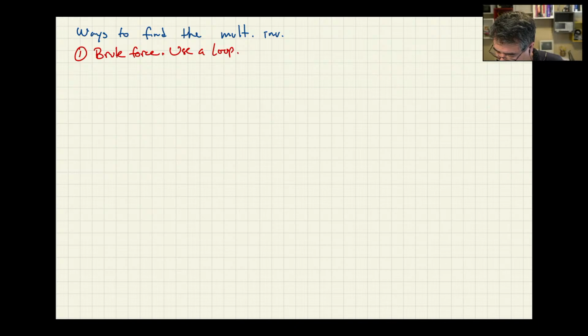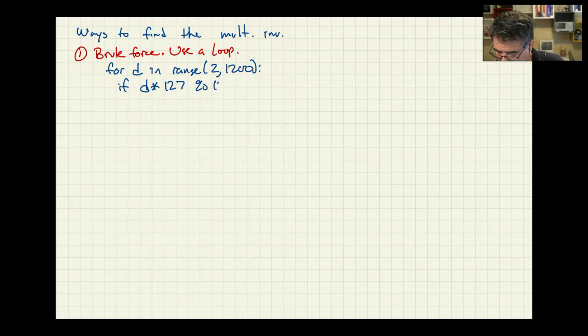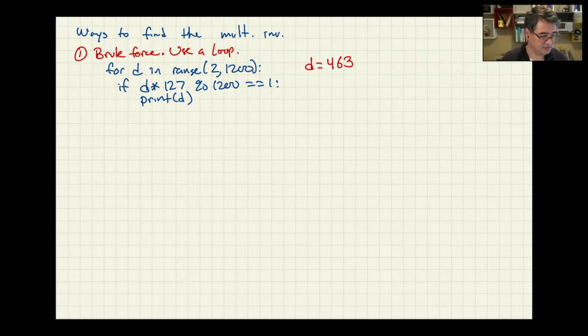So here's what I wrote in Python. I went for D in range 2, 1200. If D times 127 mod 1200 is equal to 1, print D. And we came up with D equals 463. Okay, so that was one way to find the multiplicative inverse. Another way was to use Euler's theorem, and let's go over that one. And the third way is to use the extended Euclidean algorithm, and we'll go over that next.